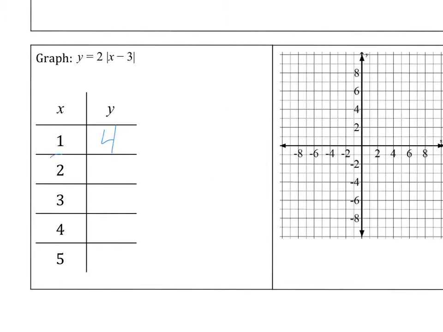Moving on, if x is equal to 2, y is going to equal 2 times the absolute value of 2 minus 3. So I'll do this calculation first. 2 minus 3 is negative 1, so I'll have the absolute value of negative 1 times 2. To get rid of that grouping symbol, the absolute value of negative 1 is positive 1. It becomes 2 times 1, which equals 2. So if x is 2, y also is 2.